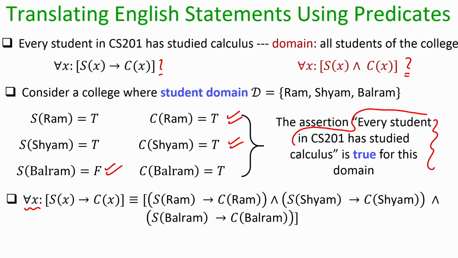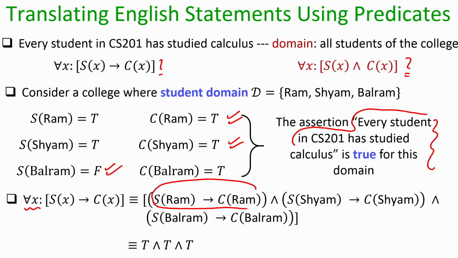Why a conjunction of 3 propositions? Because recall from the last lecture, a universally quantified statement is true if it is true for every x in the domain, and my x in the domain are Ram, Shyam and Balram, and it is an implication statement. So, it will be a conjunction of 3 implications. Now, with respect to the truth values that have been assigned to S of Ram, S of Shyam, S of Balram and C of Ram, C of Shyam and C of Balram in my domain, it turns out that each of the implications is true.